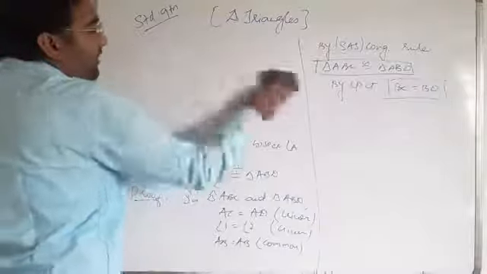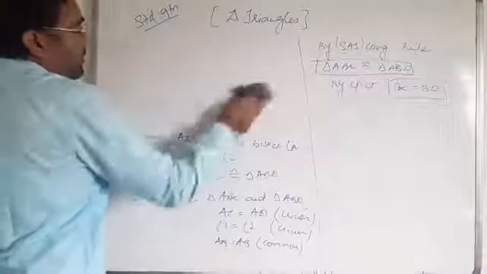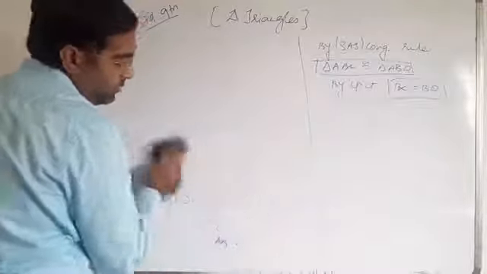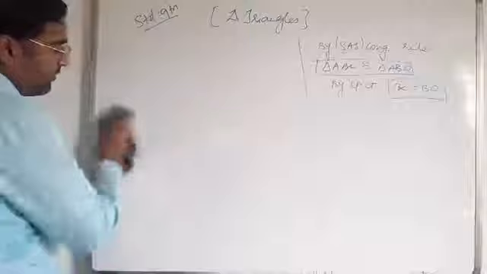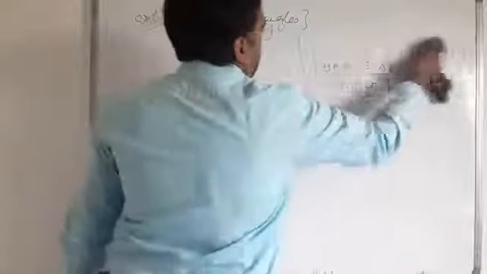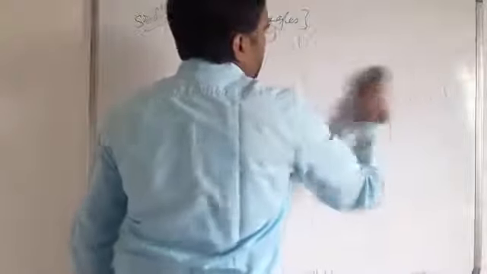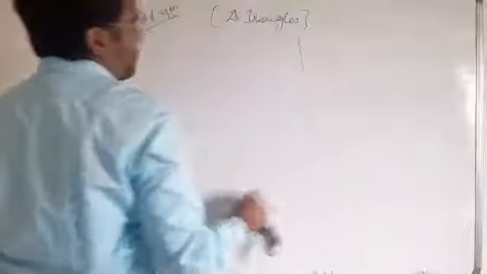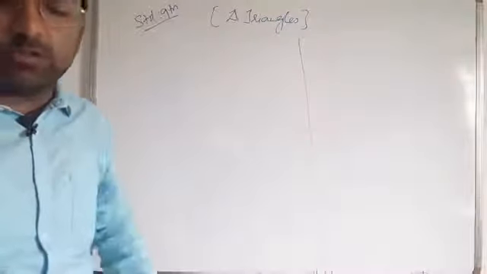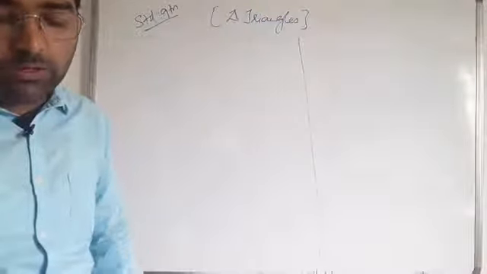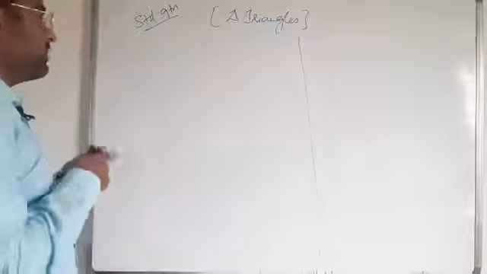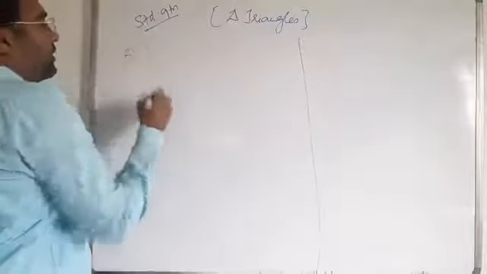Now we can move to the second question. Figure is also given. ABCD is a quadrilateral in which AD is equal to BC. First of all, we have to draw the figure.